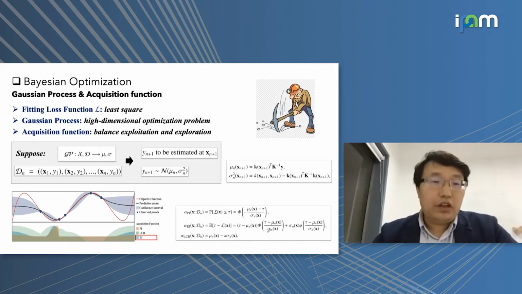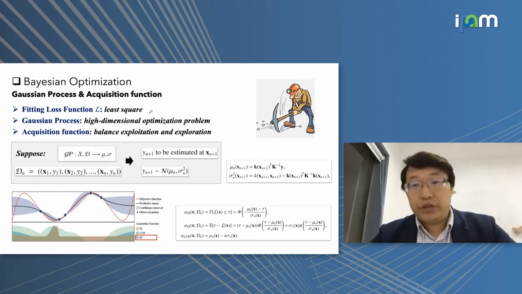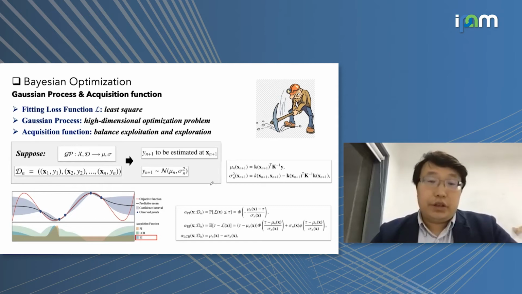So once the fitting loss is well defined, usually we define it as the square of the distance, then we design a Gaussian process. That means for each parameter point, we suppose they follow a joint multivariate Gaussian distribution. Okay. So as shown here, in the course of Bayesian optimization, this joint Gaussian distribution will approach the true distribution as shown in the figure.